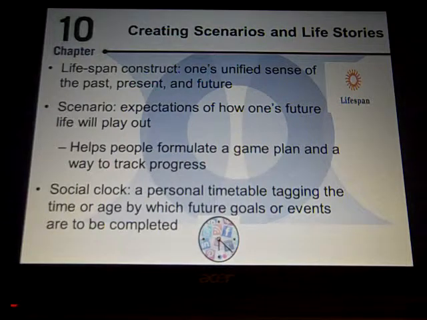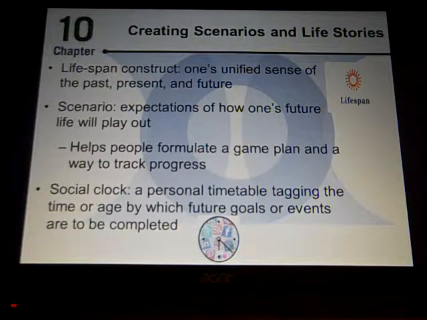A lifespan construct is one's unified sense of the past, present, and future. A scenario refers to expectations of how one's future life will play out. It helps people formulate a game plan, do scenarios, and a way to track progress. And we also talk about social clocks. This is a person's timetable, tagging the time or age by which future goals or events are to be completed.